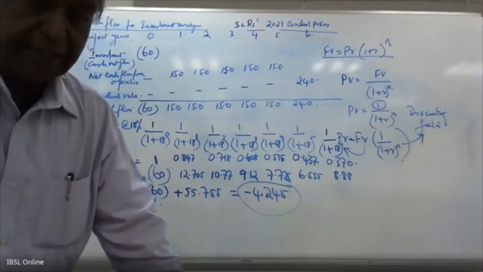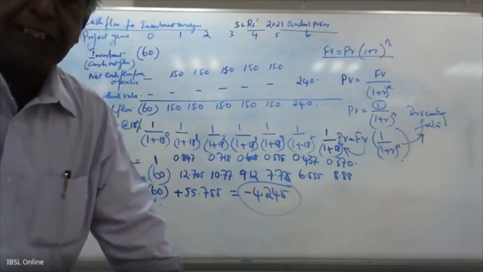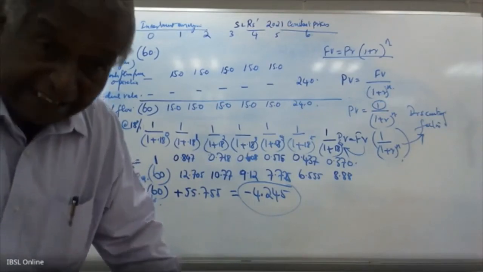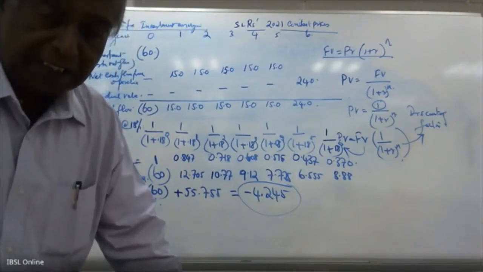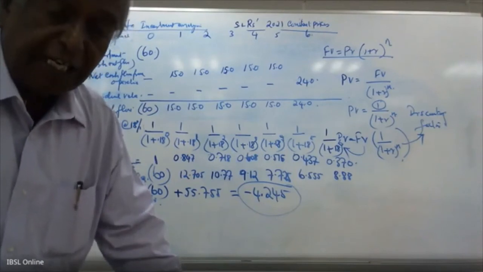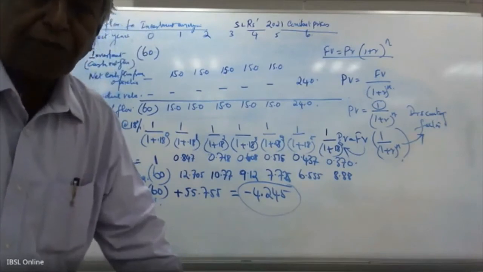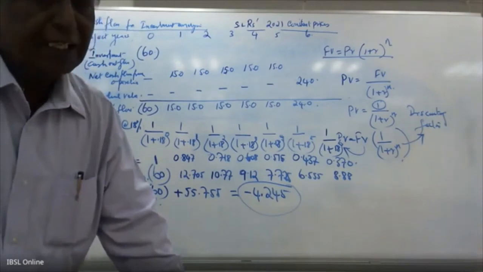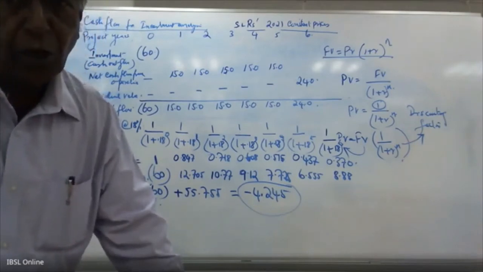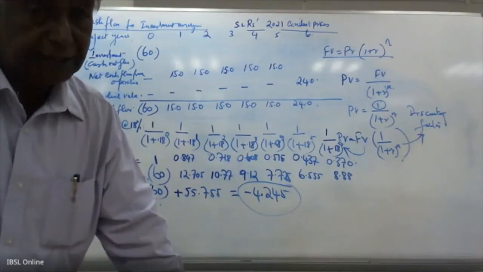Why is the NPV negative? The present values of the inflows are less than the present value of the outflow. Otherwise, the present value of the outflow is more than the present value of the inflows. So because of that, this investment is not worthy.